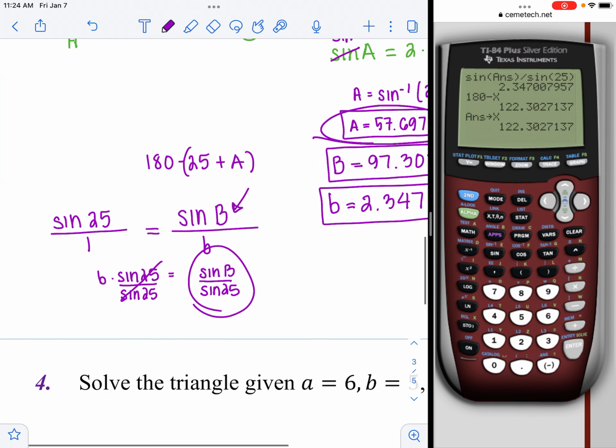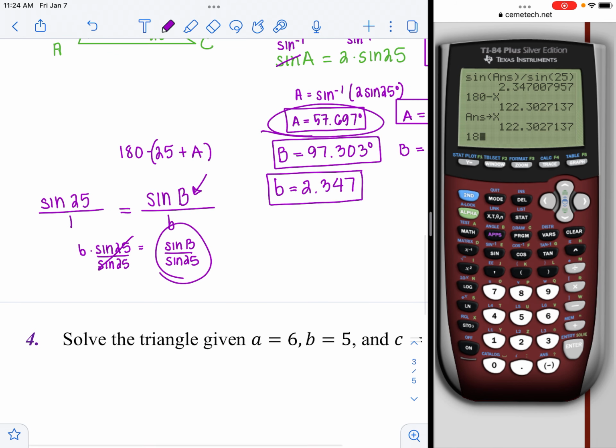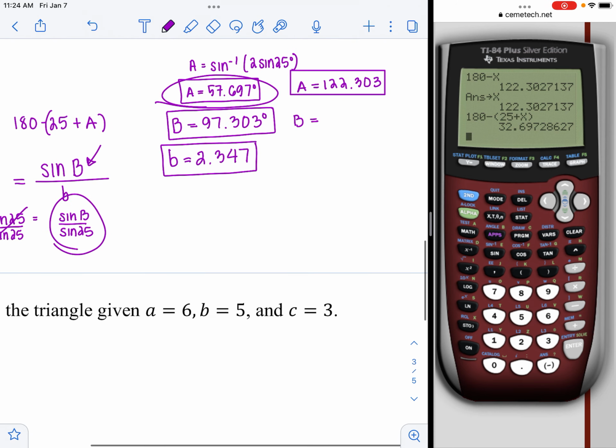All right, so now I'm going to find my angle B, and you should have your directions written right off to the side, so you don't have to show it again. So I'm going to do 180 minus 25 plus angle A. Angle A is now stored as X. Close the parentheses, and I get 32.697 degrees.